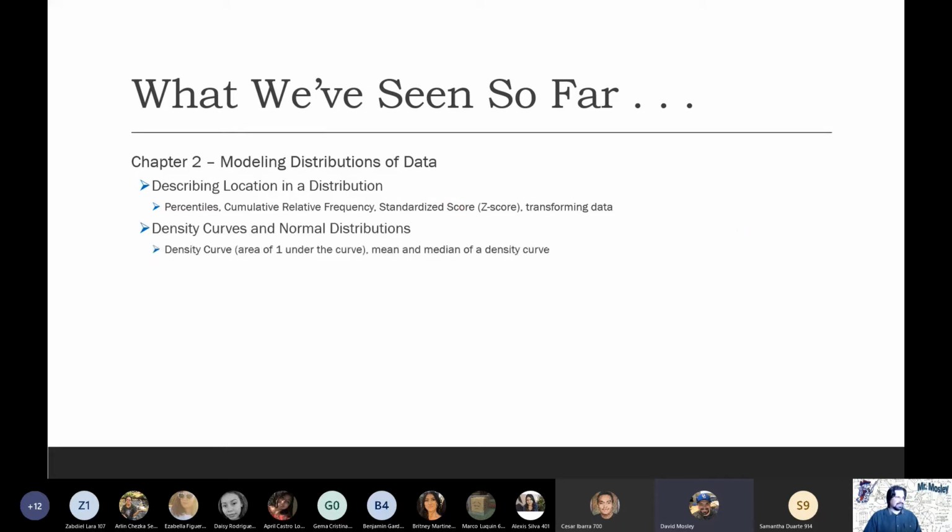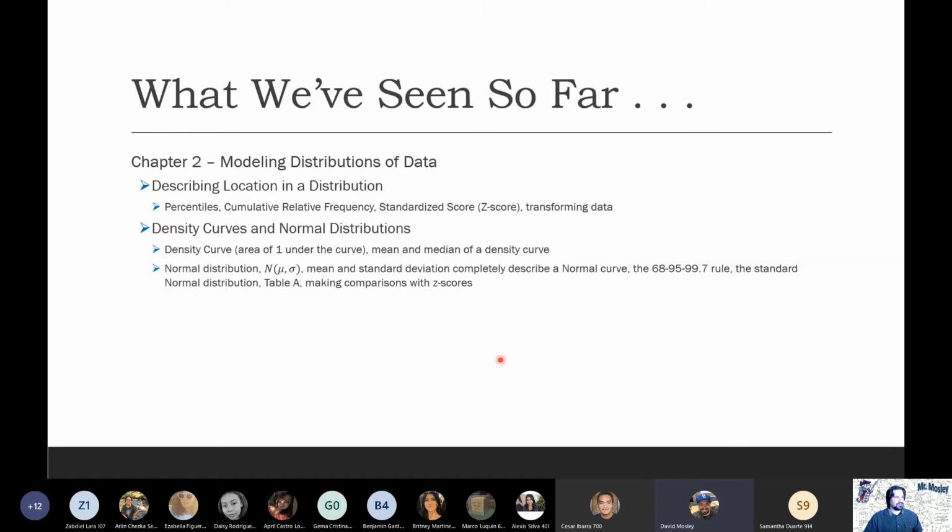That led us to density curves and the normal distribution. A density curve has an area of 1 under the curve. The mean and the median of a density curve depend on the shape of that curve and how they are related to each other. A normal distribution, which we can annotate with N(mu, sigma). Mu is the mean, sigma is the standard deviation. The mean and standard deviation completely describe a normal curve.